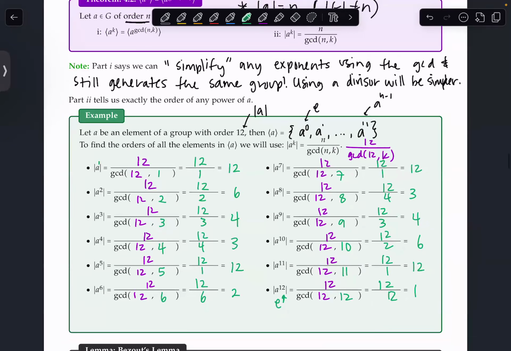Okay, so this actually gives me some more information. Which elements or which powers give me back the group generated by A?